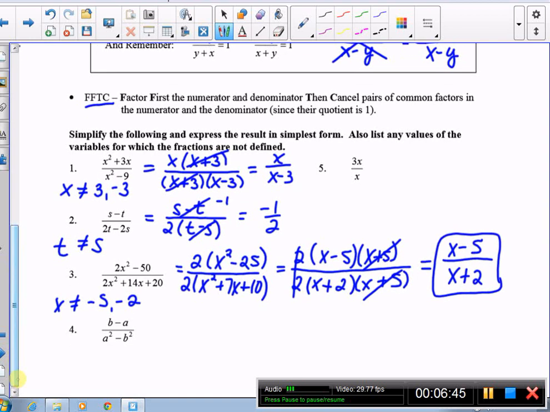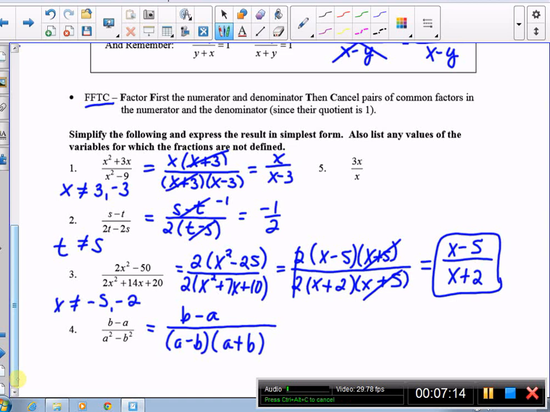Number 4, nothing can be done in the numerator at this point. The denominator is a difference of 2 perfect squares, a minus b times a plus b. And again, we see that we've got reverse minus signs in the numerator and denominator, so those cancel to -1. But before we do that, we cannot have a equal to b.